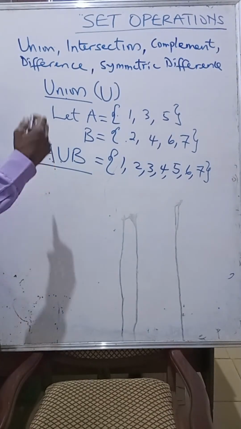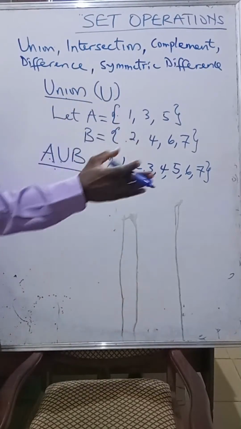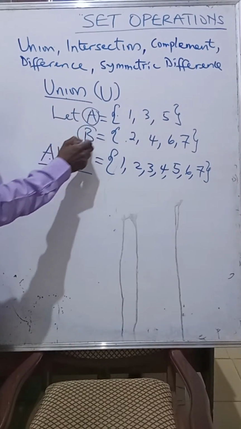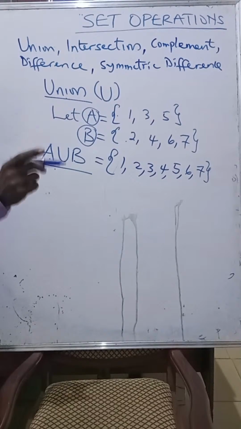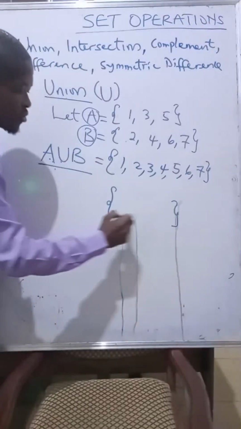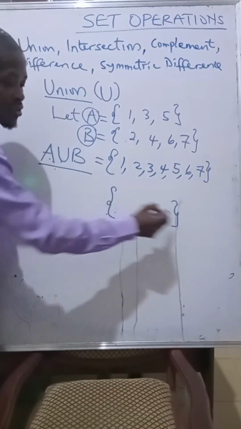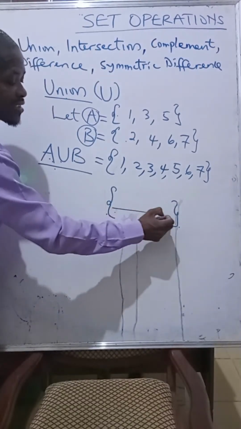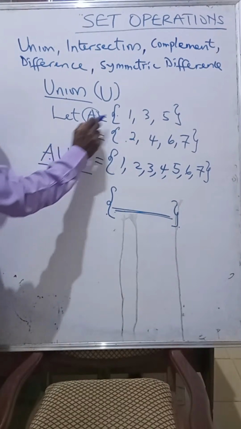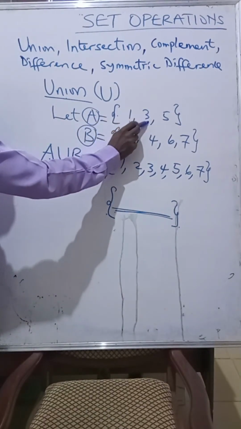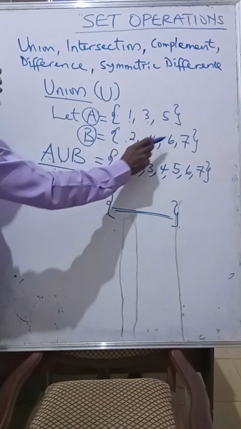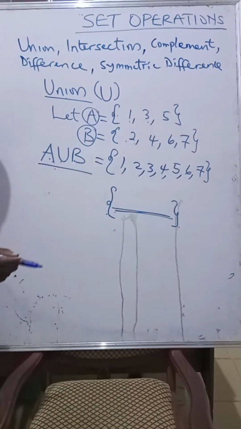In this case, we are having two sets. And don't forget, a set is written in capital letter. This is set A, this is set B. It must be written in capital letter. And the bracket must start here and must end here. What you have inside that bracket is called the elements of the set. For set A, the elements are 1, 3, 5. For set B, the elements are 2, 4, 6, 7. So that's that on union.